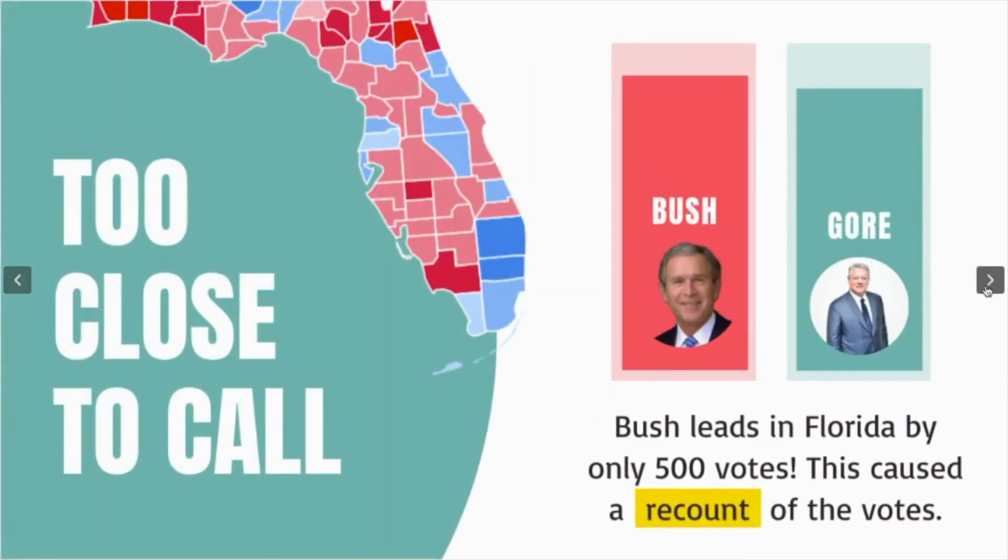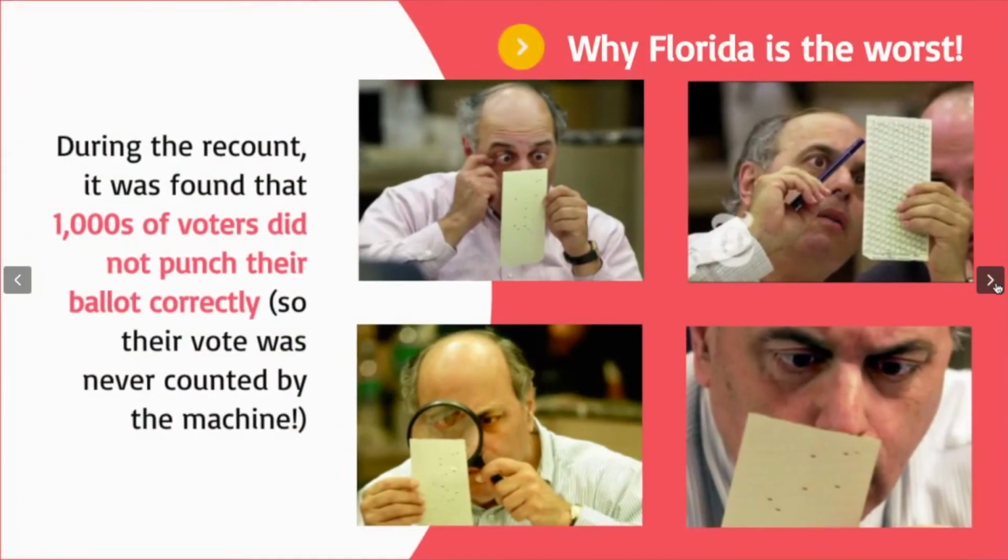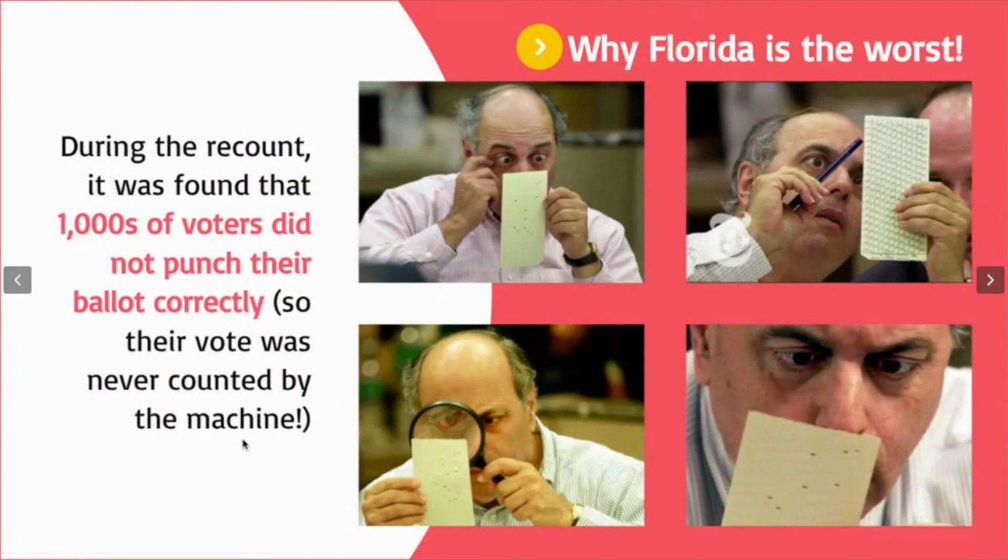So Florida was too close to call because Bush was leading there by only 500 votes. That's about only the size of the MSHS junior class. So because it was so close, election rules state that Florida would recount the votes and make sure that they are accurate. And this brings me to why Florida is the worst.